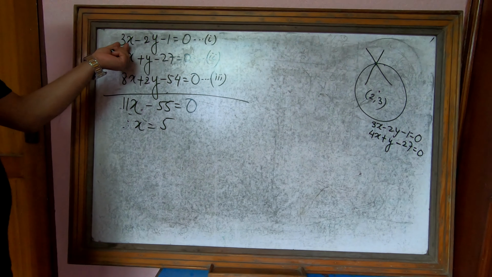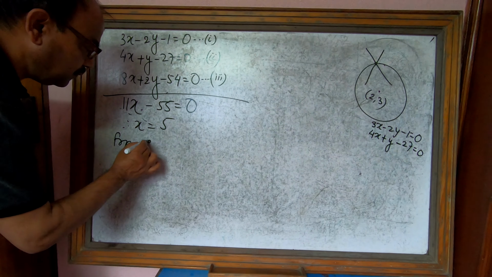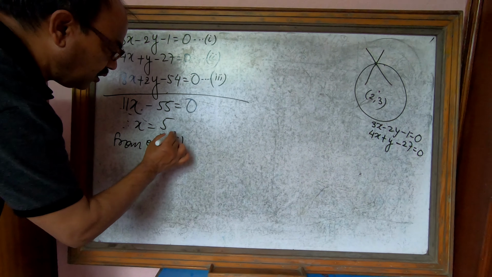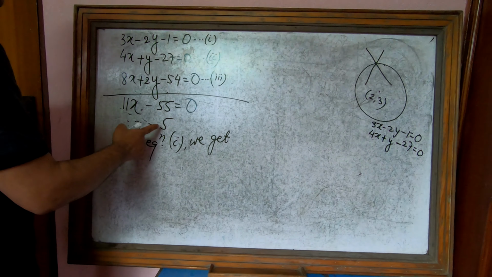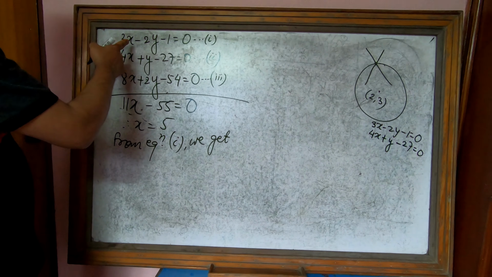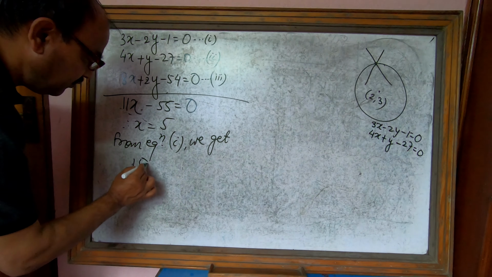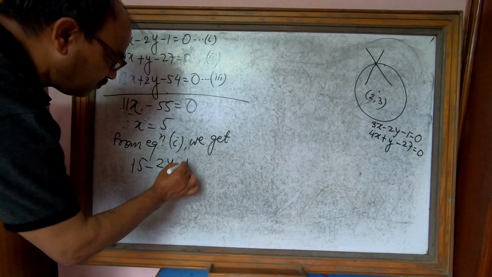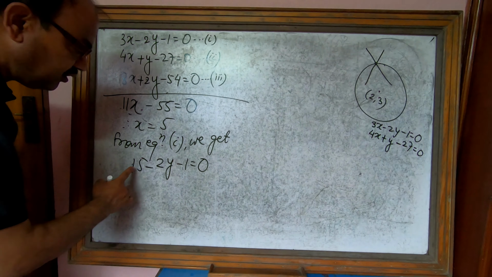When you put the value of x from equation number 1, or you can put it in equation number 2 also, this becomes 15 minus 2y minus 1 equals 0, or 14 equals 2y, which gives y equals 7. So x is 5, y is 7.